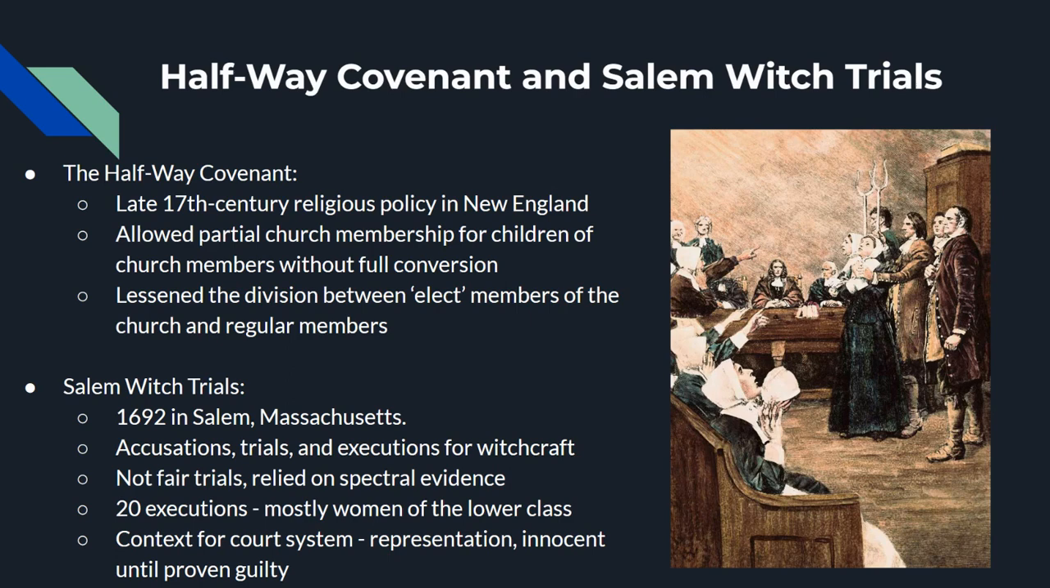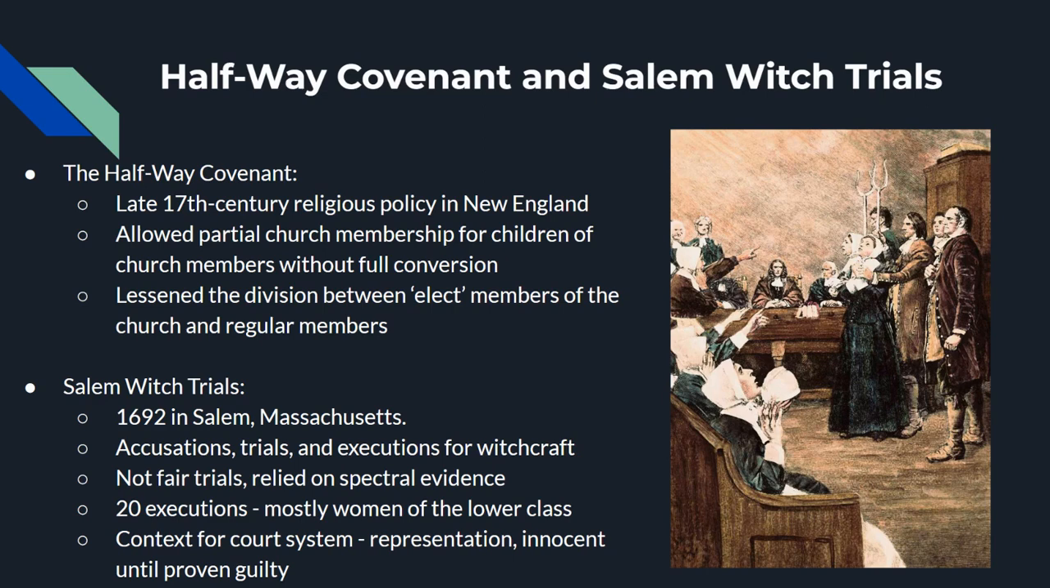They're driven by fear. They're driven by these social tensions. Most of the people who are tried are women of the lower class. So we can see some of these other issues coming about in the Salem witch trials, and it ends up in about 20 executions. And a lot of these executions, basically, are not following what we would think of as fair legal proceedings.